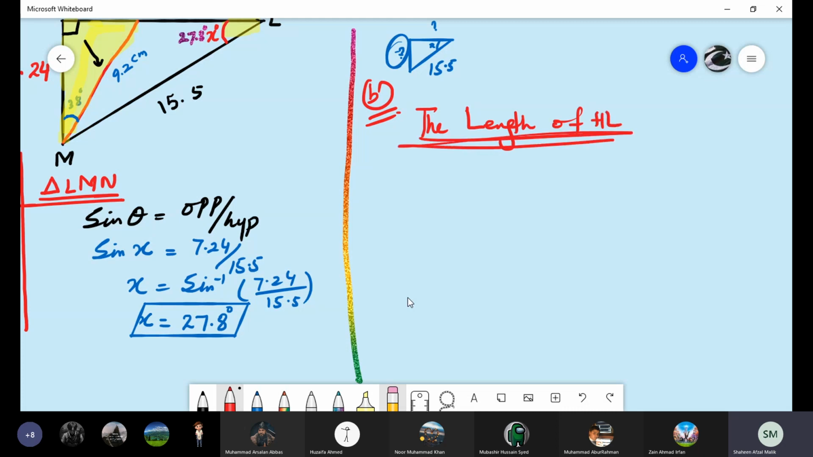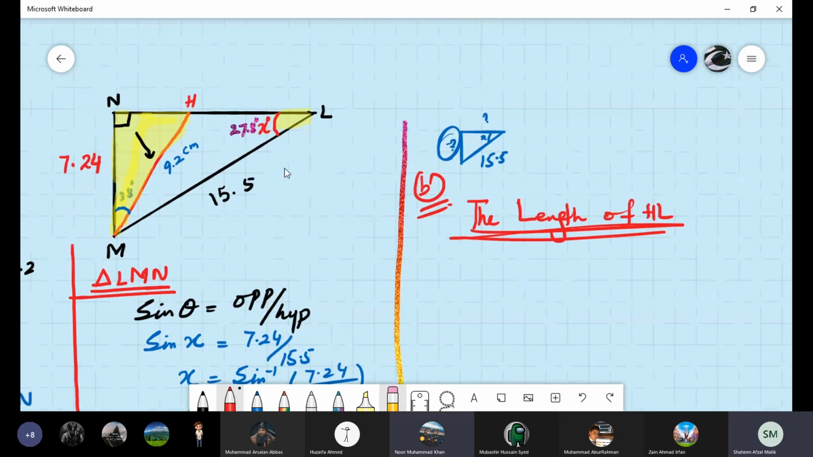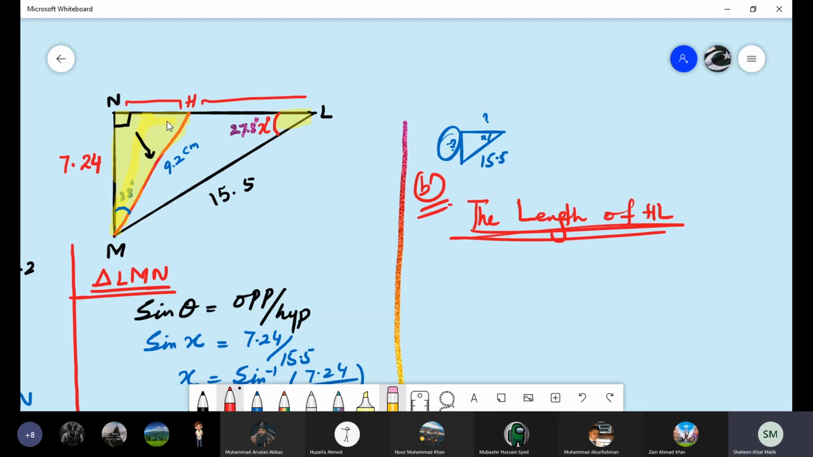How will you find HL? HL is a total side. It has two parts, one is this one and one is this one. So this we cannot find separately because there is no right angle. Right angle is at point N. So what we will do for this, we will find the length of NH and NL, the total one. Then we will subtract. First of all, find the length of the short part, N and H.